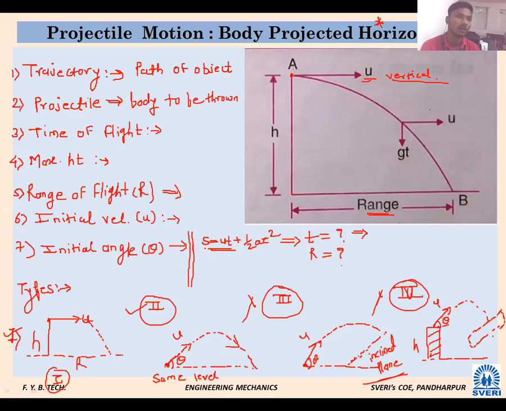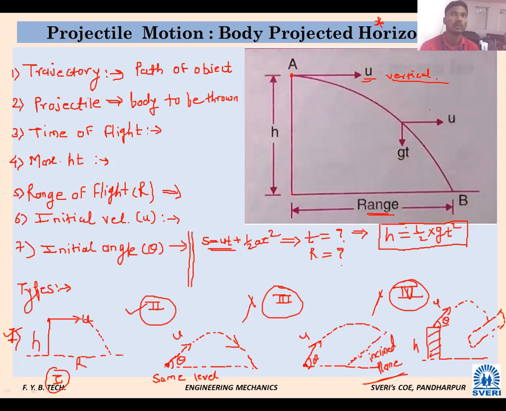The value of s will become h, and once u becomes 0, this term will become 0, and then the 1 half. How is the object going to fall? Along the gravitational force or opposite to gravitational force? Along the gravitational force. Then will the acceleration be positive or negative? Positive. So it will be simply g t square. This will be the formula for finding time of flight.